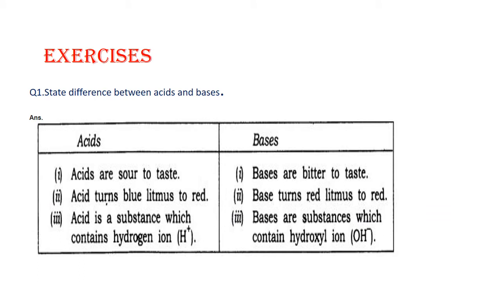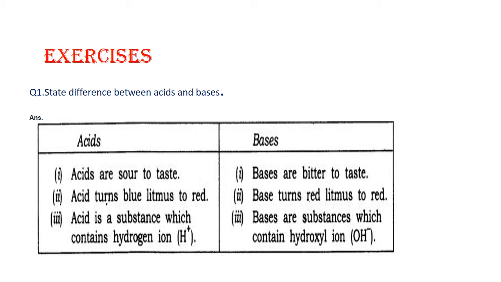You can see on the screen, page number 56 of your textbook has the questions and answers. Question number 1. State the difference between acids and bases. You can see the difference in this table.